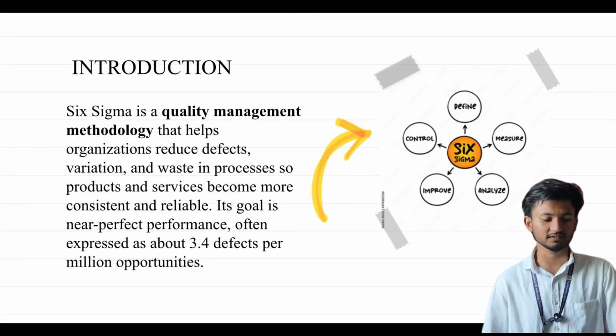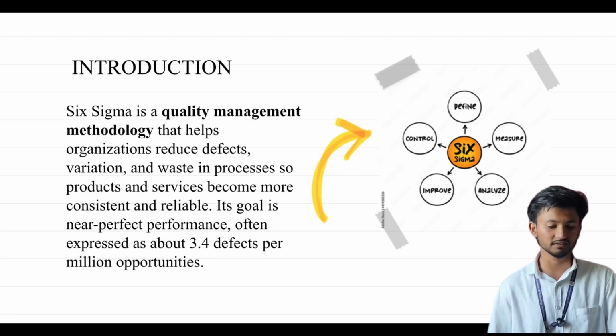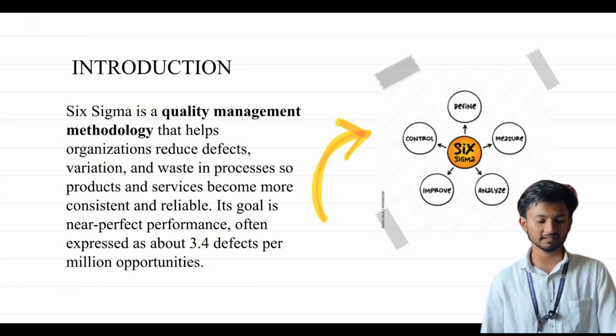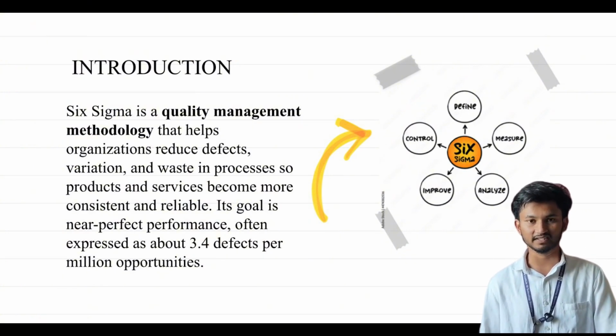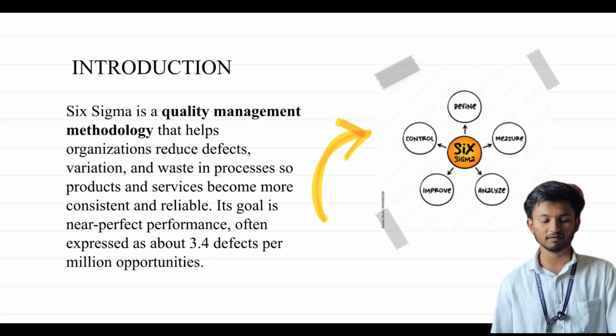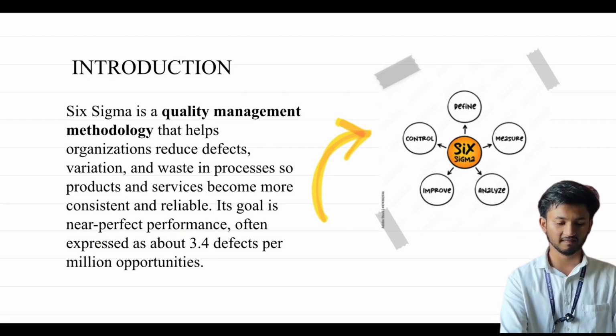So let's start with the introduction. Six Sigma is a quality methodology that helps organizations reduce defects, variation, and waste in processes so products and services become more consistent and reliable. Its goal is near-perfect performance, often expressed as about 3.4 defects per million opportunities.